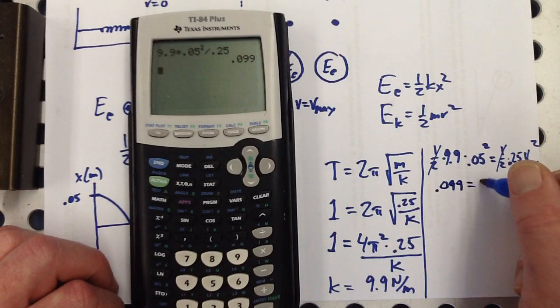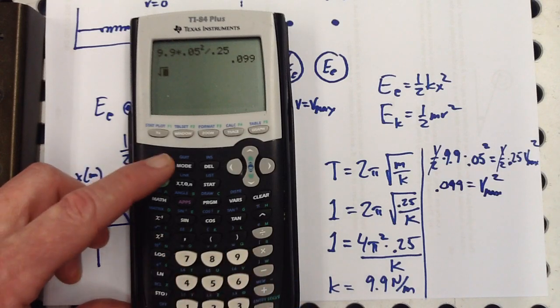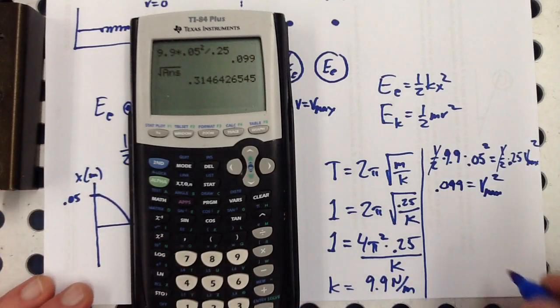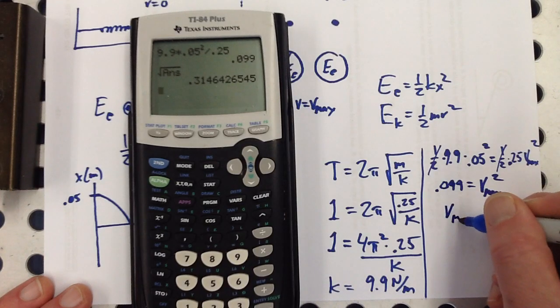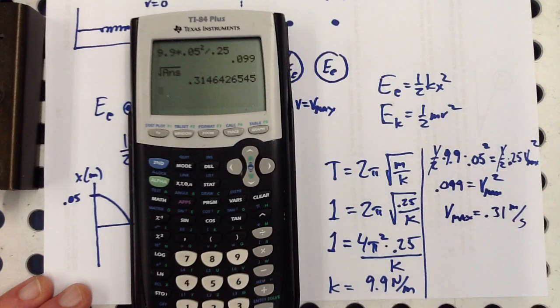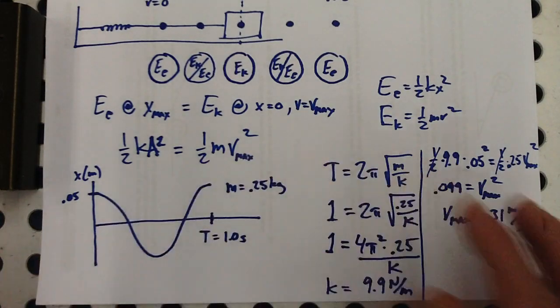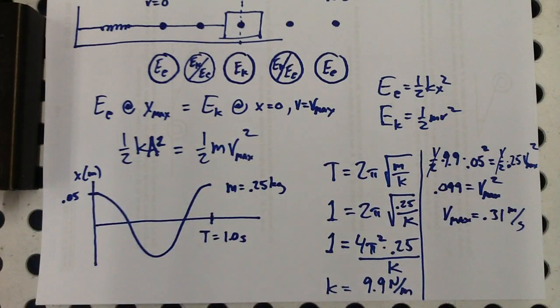That's what Vmax squared is equal to. So then I'm going to just take the square root of that number and get that the Vmax is equal to 0.31 meters per second. So that's the kind of thing that we can do. It does get a little heavy in the algebra, I guess, but that's what happens in physics class.